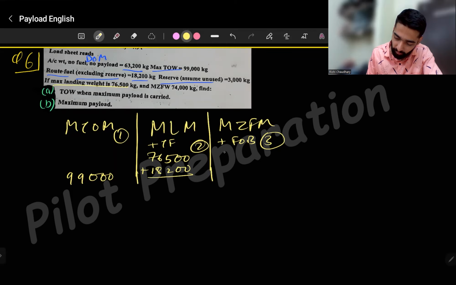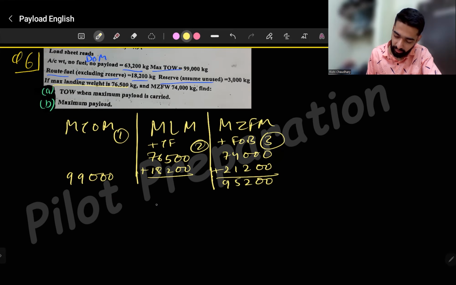And then this third one is reserve fuel. So reserve fuel will be added to the trip fuel to form fuel on board. So it will be 74,000 plus 3,000 plus 18,000. So 18,000 plus 3,000 is 21,200. That is nothing but 200 plus 5, 7, 8, 9. So this is this.